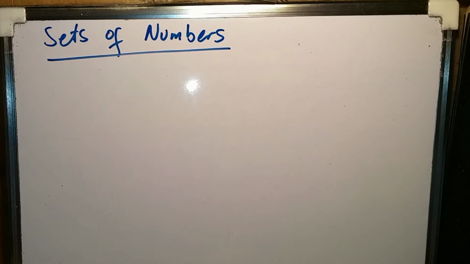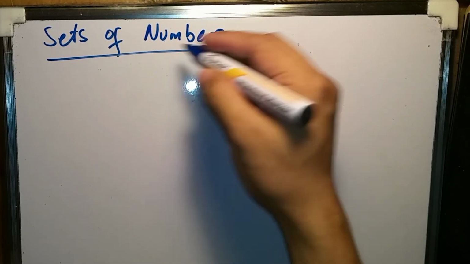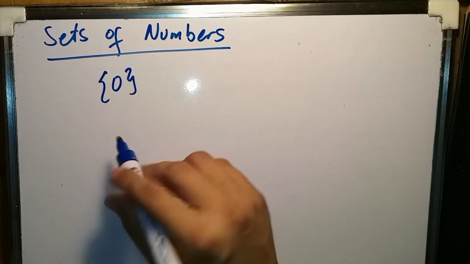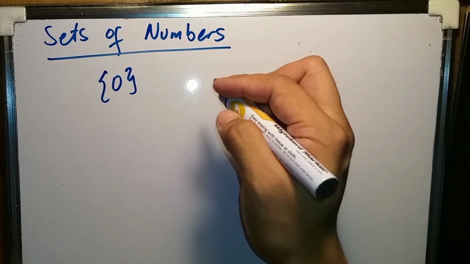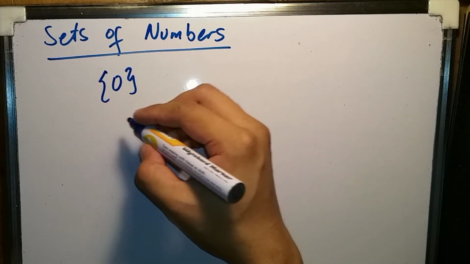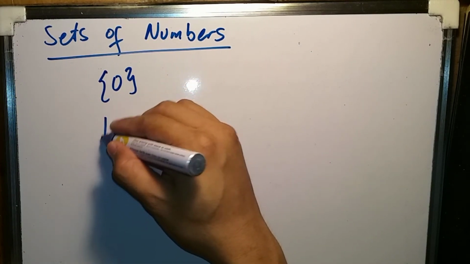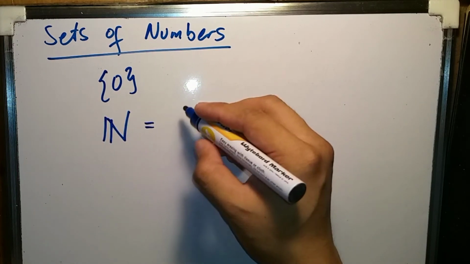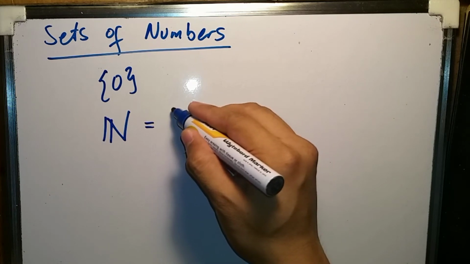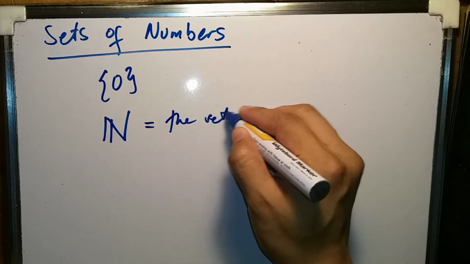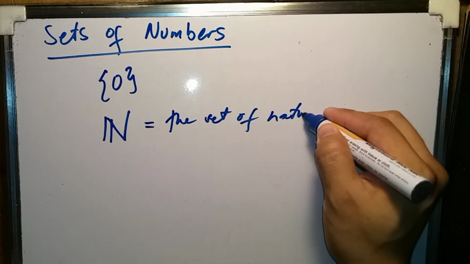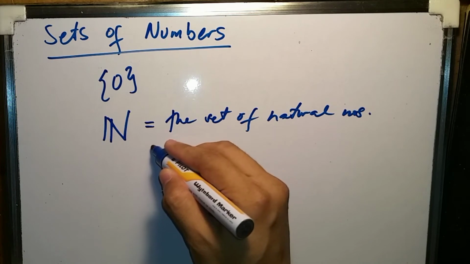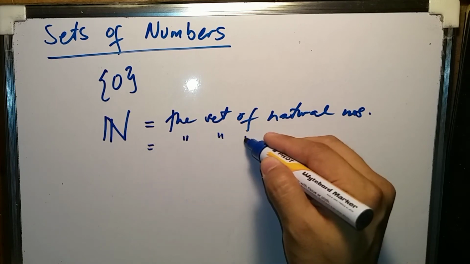So the first set of numbers would be the set containing 0. And then next comes N. So N is the set of natural numbers, or the set of counting numbers.